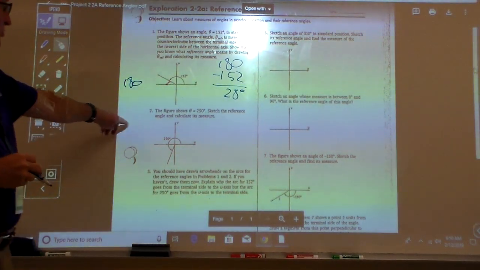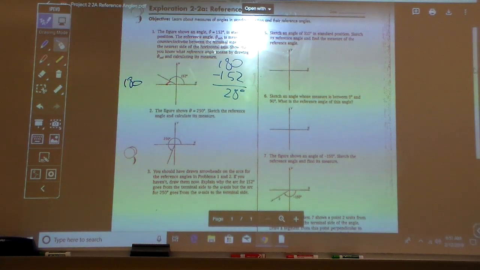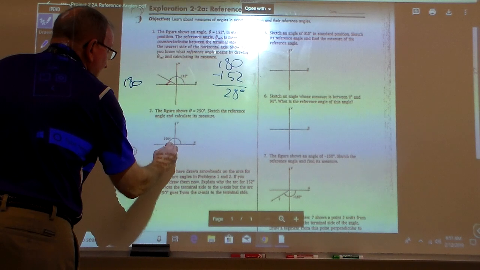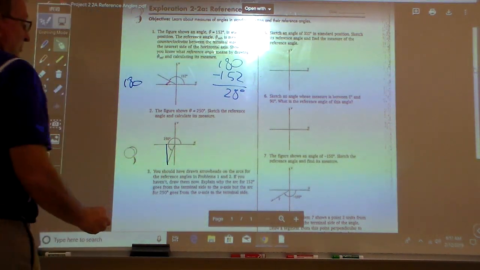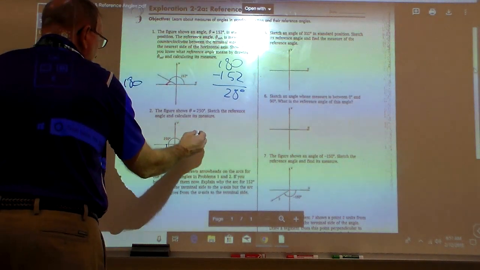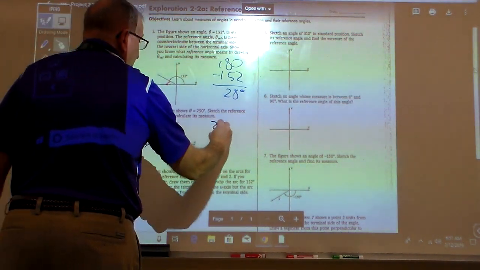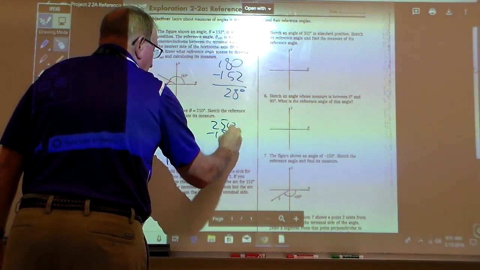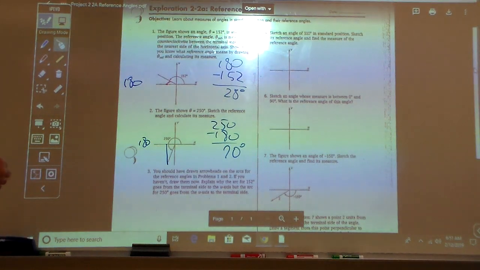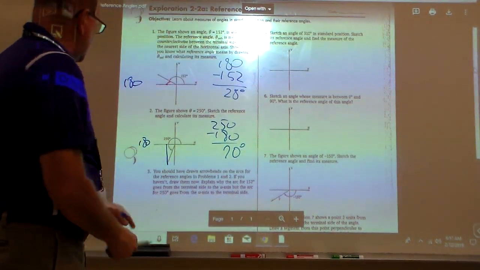Well, what happens right here in this one that was in quadrant 3? Sketch the reference angle and calculate its measure. Well, I want to say this here. The reference angle always goes back to your x-axis to make that happen right there. So if it's 250 all the way around and right here is 180, well, here I would take 250 minus 180, and this reference angle turns out to be what? 70 degrees.